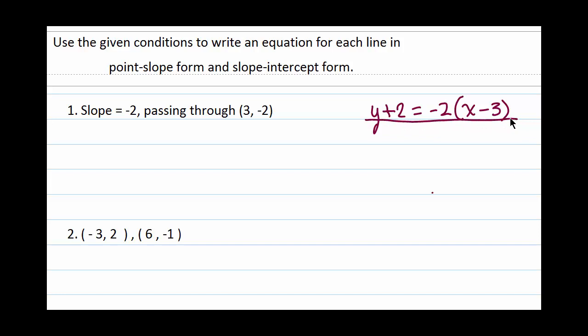Now I need to write it in slope intercept form. So in order to write it in slope intercept form, I'm going to simplify that right side. So I have y plus 2 equals -2x, and then I get plus 6. All I'm doing is using this equation that's over here. But now I'm going to write it in slope intercept form, so I'm going to subtract 2 from both sides. So I have y equals -2x plus 4.